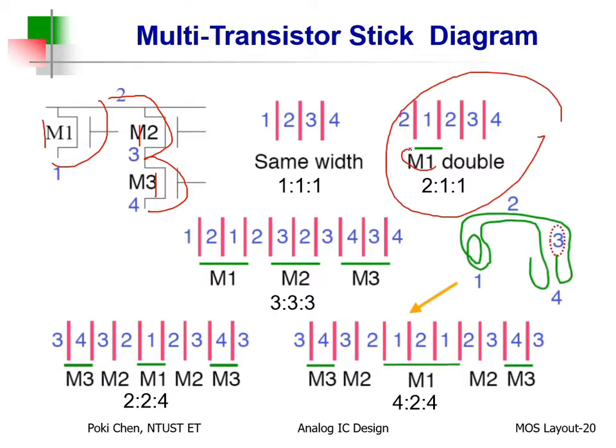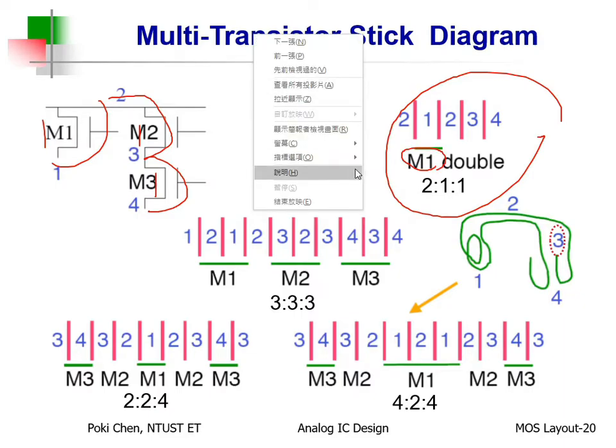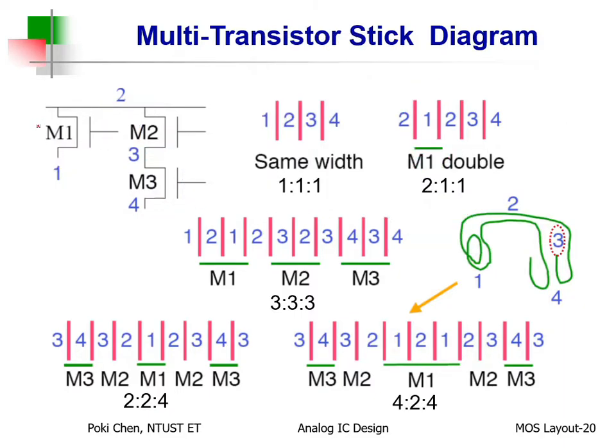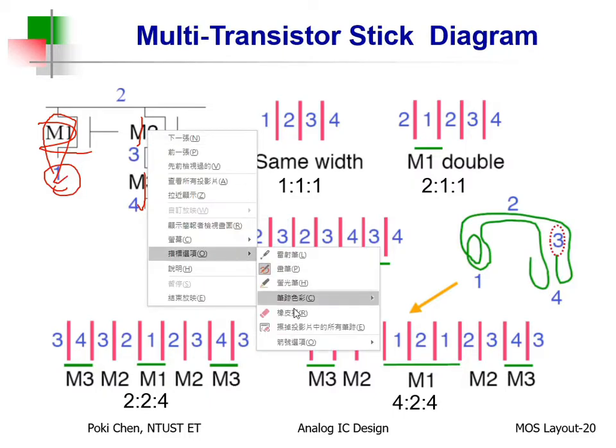Right now, M1 is doubled. It means I have 2 fingers, and the others have only 1. As I mentioned, if you start from this node, M1 has 2 fingers, so you have 1, 2. Sorry, you cannot connect M2 and M3, right? But we are intelligent humankind.